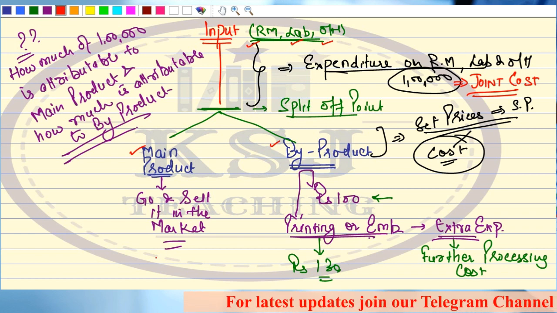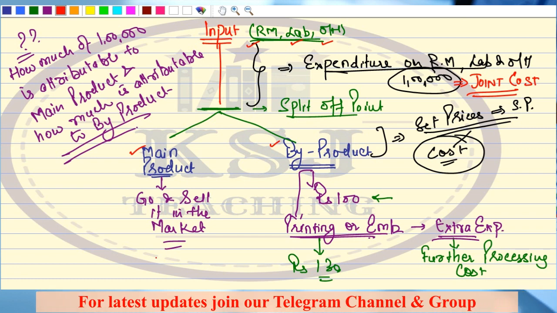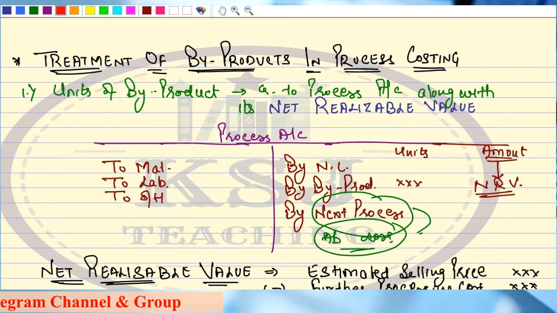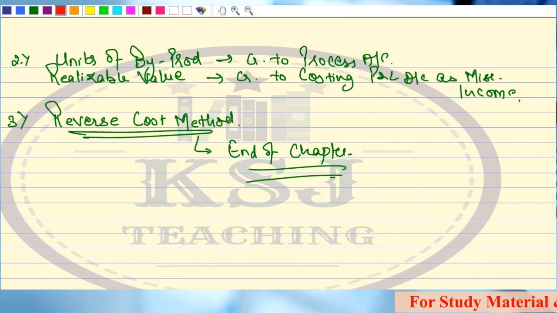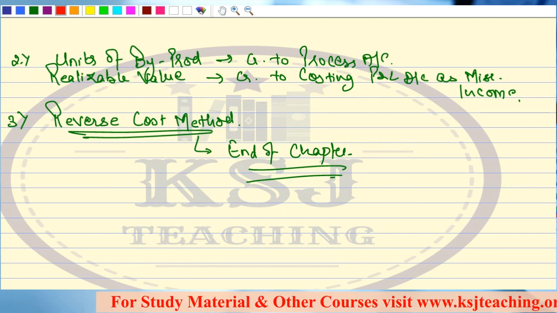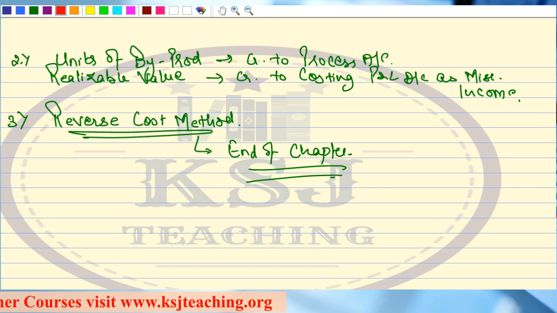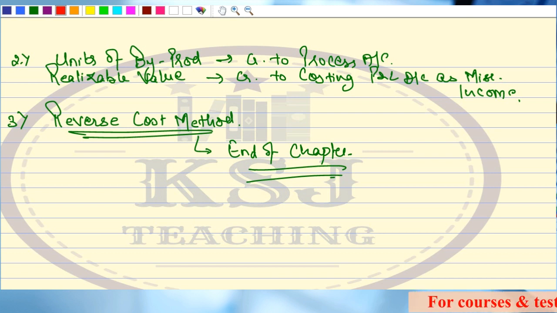This chapter is all about how to distribute this cost. We have discussed the basics of byproduct. The treatment of byproducts we have done by the various methods, right? By net realizable value. Then we discussed the credit and taken to costing profit and loss account, and the reverse cost method I told you that I'll discuss at the end of this chapter, because it is in combination with the joint product. Don't worry about it. So now in this lecture we are going to solve a practical problem on this joint and byproduct, right?